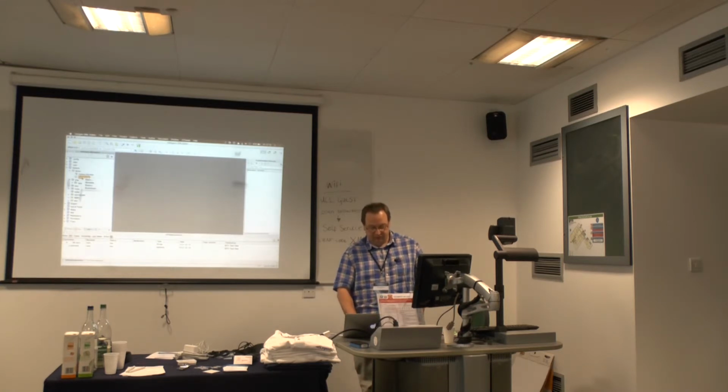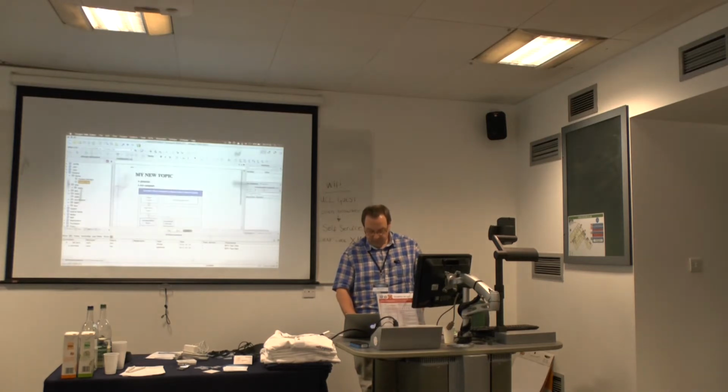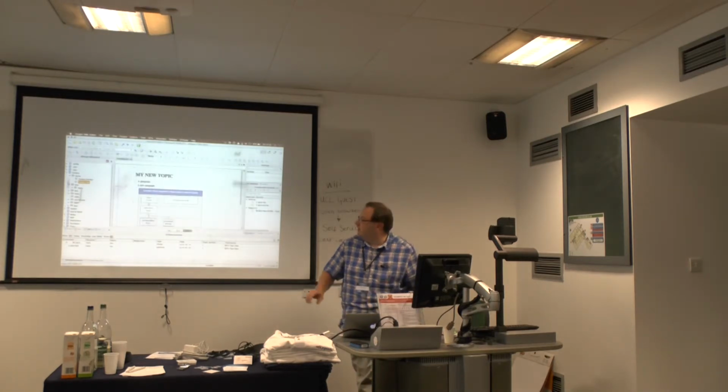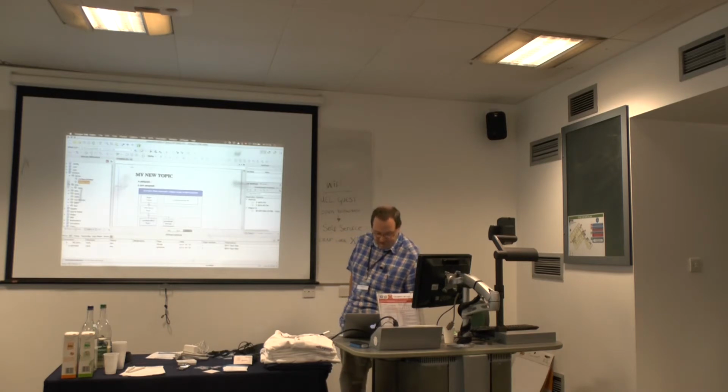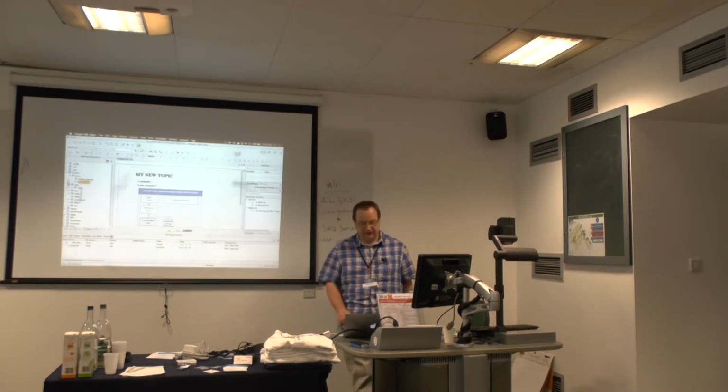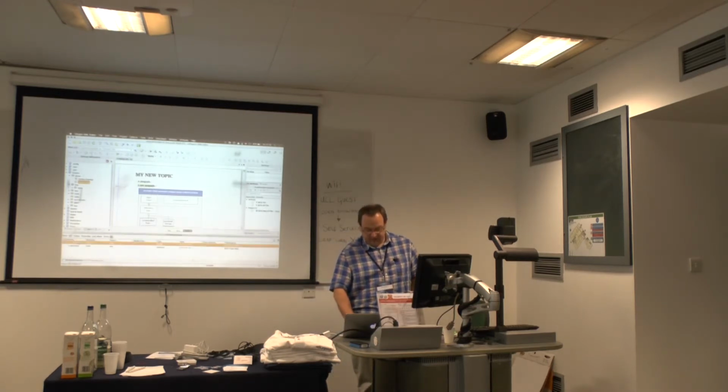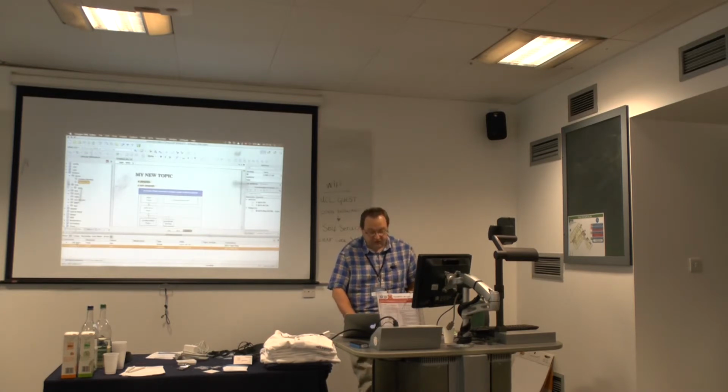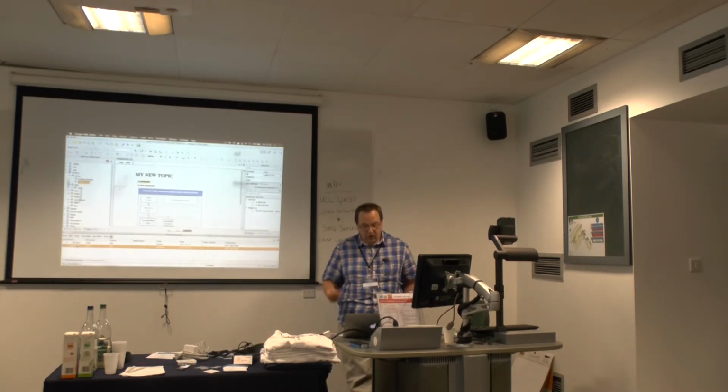If I open up this topic for editing again, you may just be able to see, they're very, very subtle, but there are icons in the content to represent where comments have been made. And if I select the comments underneath, you can see that it highlights the point in the document.